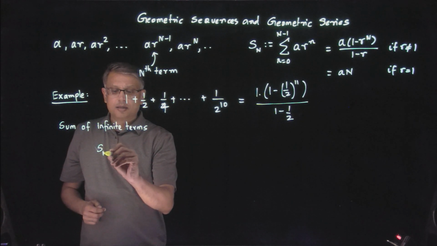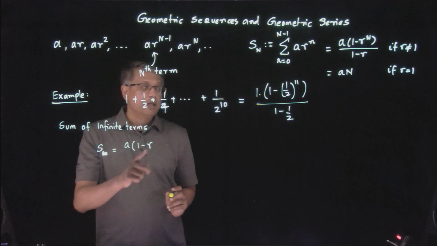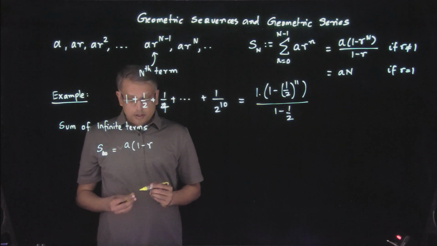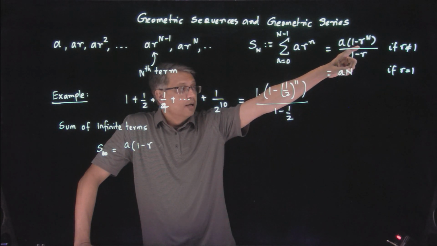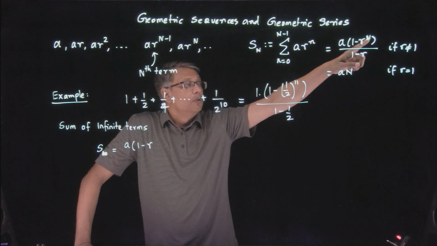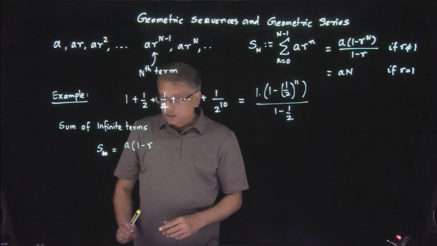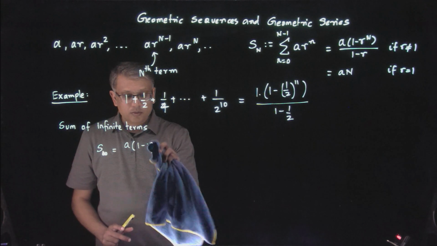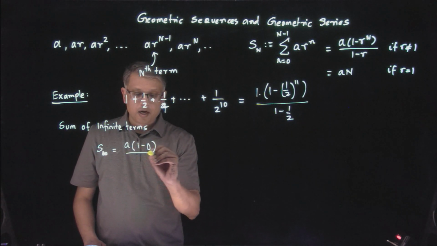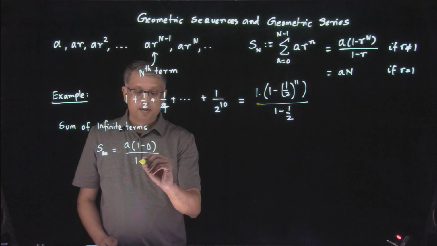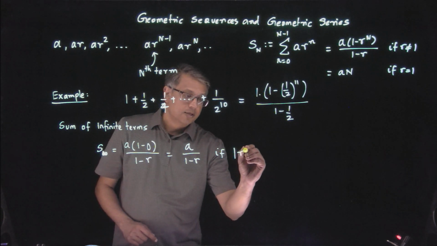So Sn, or S infinity, is going to be A times 1 minus R to the n. What's going to happen to R to the n is either this is going to diverge if the magnitude of R is bigger than 1, or if the magnitude of R is less than 1, as n goes to infinity, what happens to R raised to n? That's going to go to 0. Right? So we're going to get 0 if the magnitude of R is less than 1, divided by 1 minus R, which is A over 1 minus R, if the magnitude of R is less than 1.